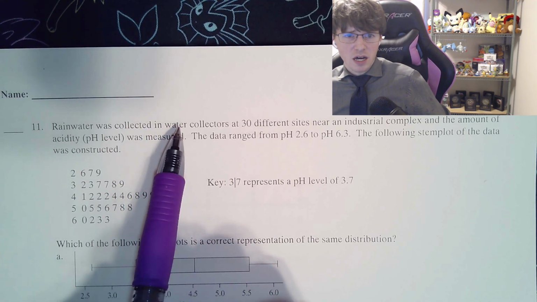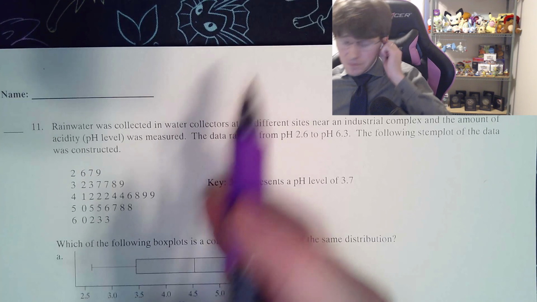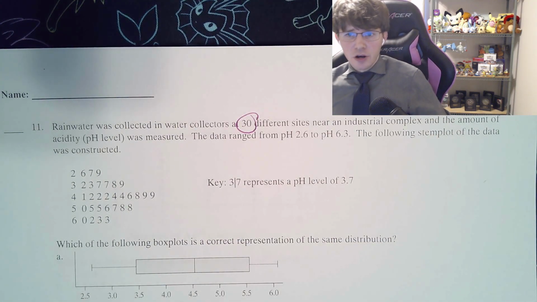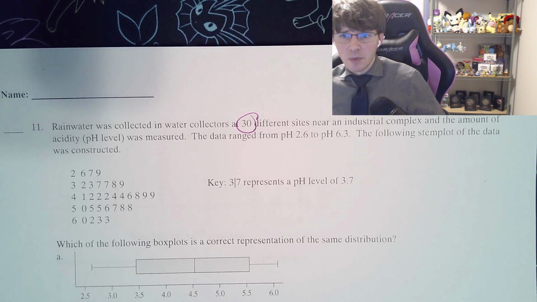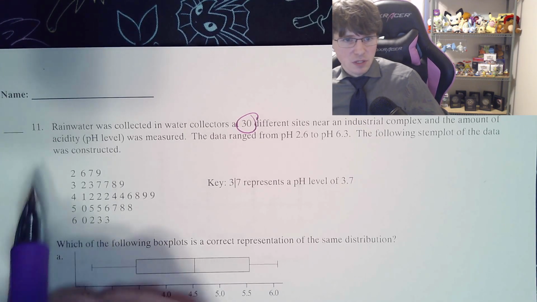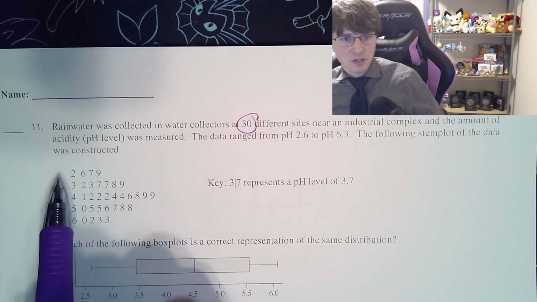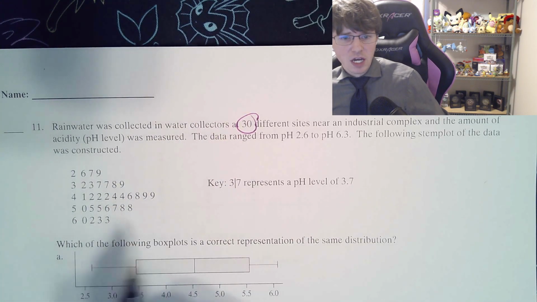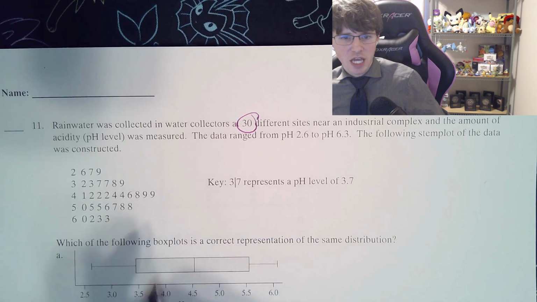Rainwater was collected in water collectors at 30 different sites near an industrial complex, and the amount of acidity, pH, was measured. Notice I again circle that 30. That's the total number. You really got to get in that habit of looking at that number. It's going to be useful. The data range from 2.6 to 6.3. A stem plot of data was constructed, where 3, 7 represents 3.7. So for instance, we have 2.6, 2.7, 2.9, 3.2, and so on. Which of the following box plots is the correct representation of the same distribution?